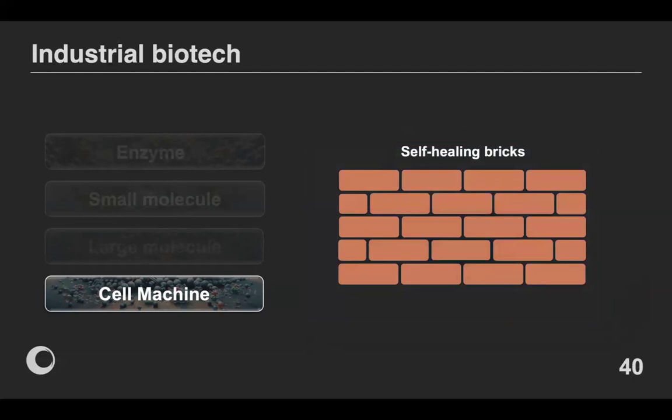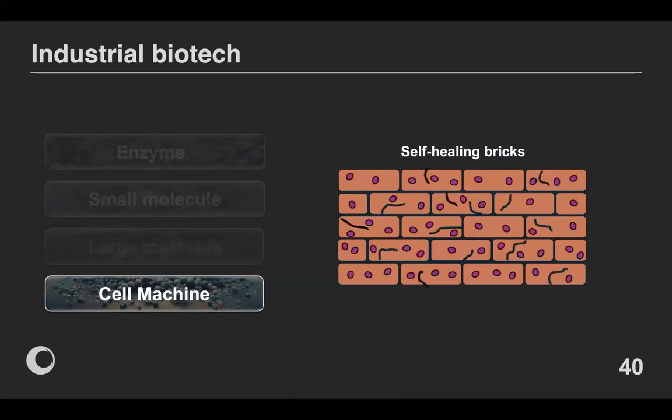Another cool one that's up and coming is self-healing bricks. If you have a brick that has cracks, you can have microbes embedded within the bricks that start repairing them over time. These things are much more long-term and a lot more visionary, but it's good to keep in mind that these are some things people are actually looking at within the industrial biotech space.